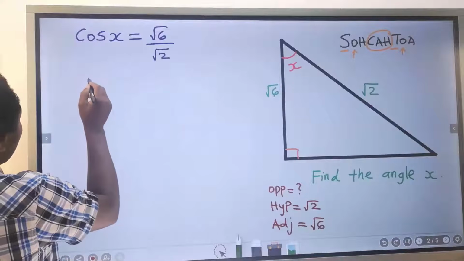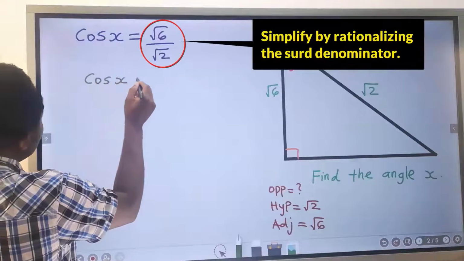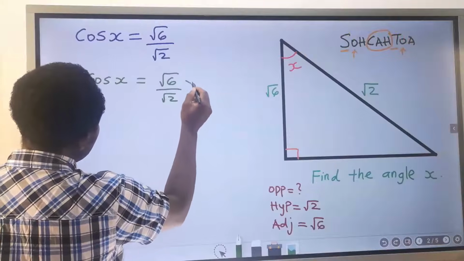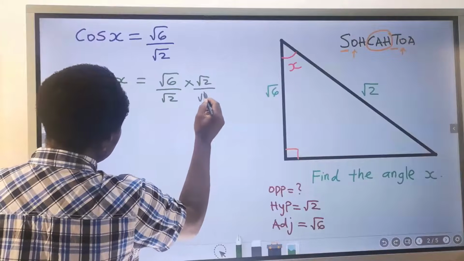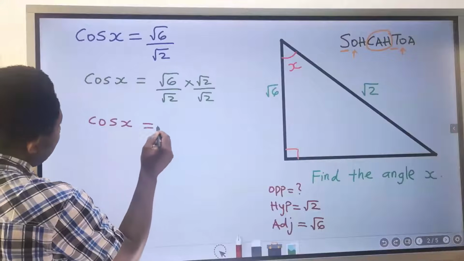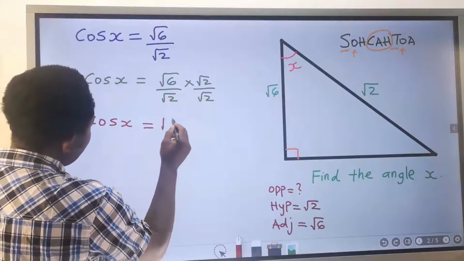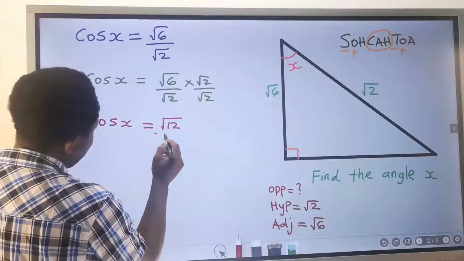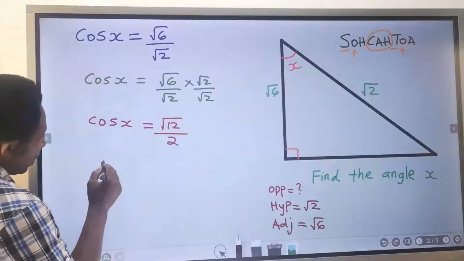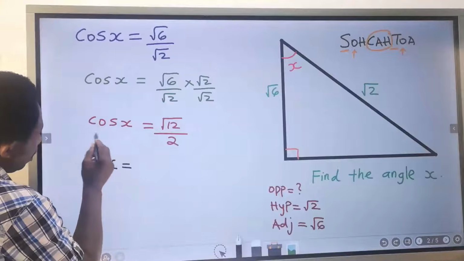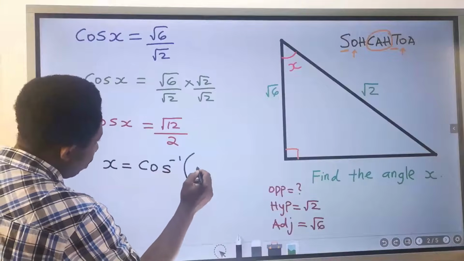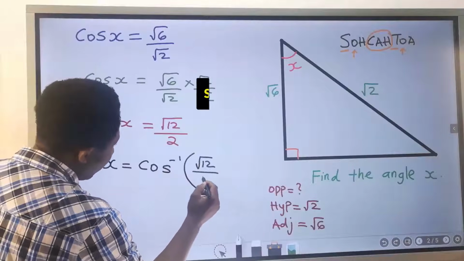Next, here I will have that cos x is, I'm going to rationalize this to have the square root of 2 times the square root of 2. Next, cos x is this times this, which will give you the square root of 12 divided by root 2 times root 2, which gives you 2. Next, we are looking for the angle x. Cos will move across and become cos inverse of the square root of 12 divided by 2.